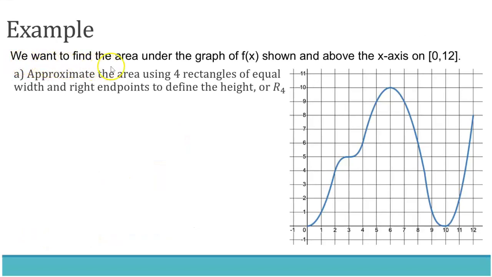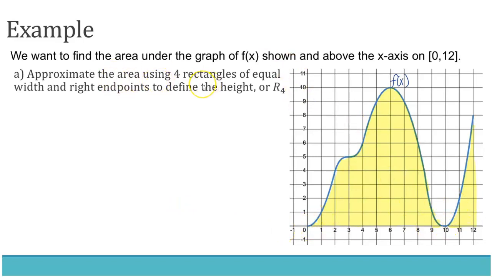In this example, we want to find the area under the graph of f of x shown and above the x-axis on the interval from 0 to 12. Let's start by shading in the region that we want to find. Alright, so here's the area that we're actually interested in finding. And in part A, we're going to approximate the area using 4 rectangles of equal width and right endpoints to define the height. Or, for short, we want to find R sub 4. Alright, so the interval that we are interested in extends from x equals 0 to x equals 12.